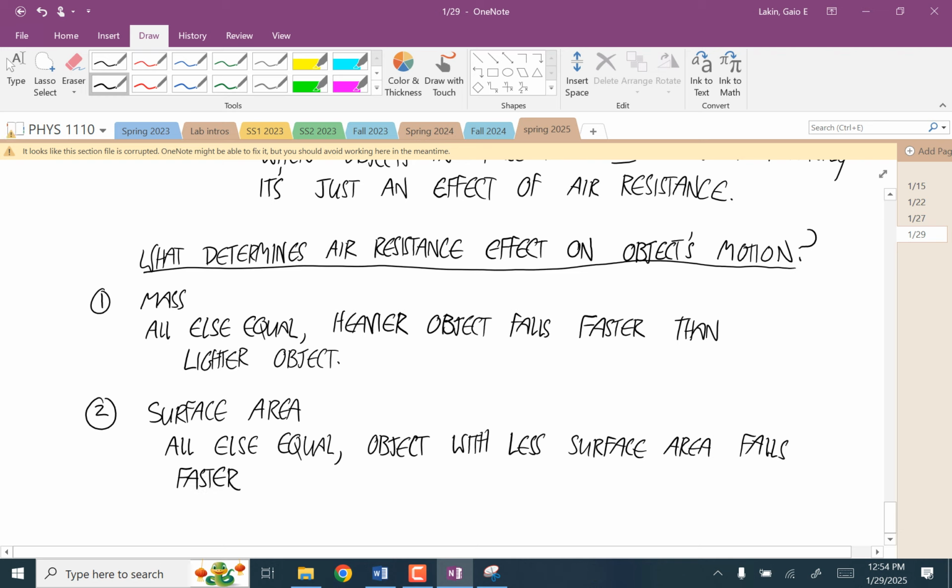So an example of that would be, imagine a G.I. Joe that you drop at the same time as a G.I. Joe with a parachute. The parachute doesn't really weigh anything. These two things have the same mass, but that parachute is designed to have a really big surface area that catches a lot of air, and that's why something in a parachute descends really slowly.